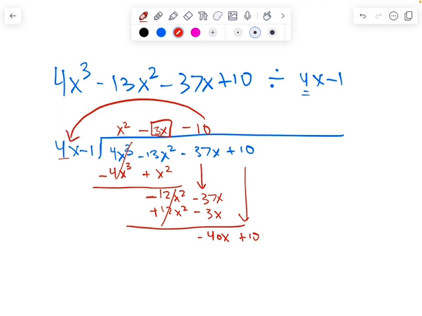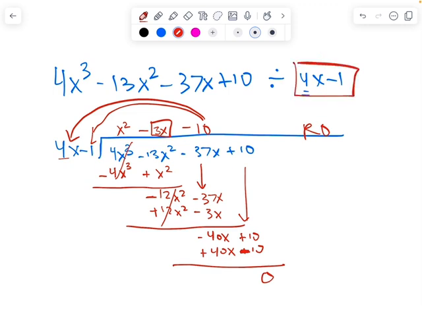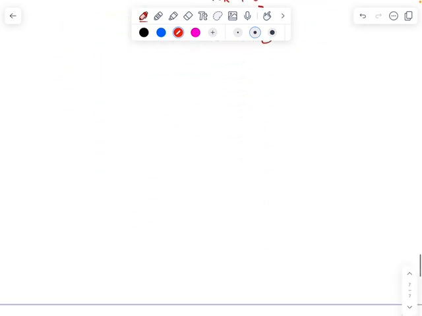So negative 10 times 4 is going to be negative 40x. Negative 10 times negative 1 is positive 10. And then we're going to flip those signs, and then we get 0. So we have a remainder of 0. And because we have a remainder of 0, we can say that 4x minus 1 is a factor. Okay. Let's do another one.